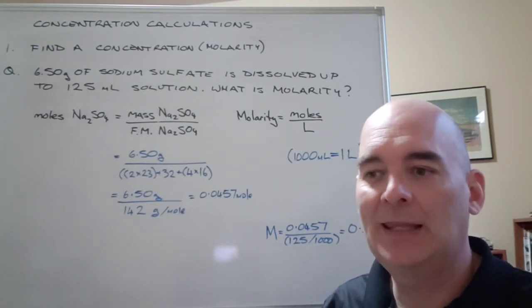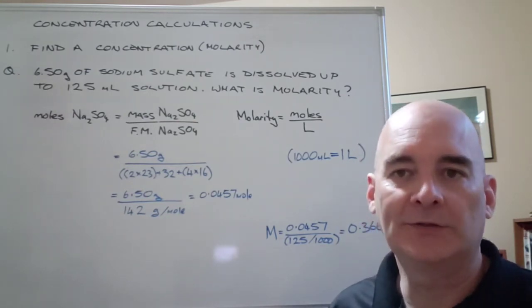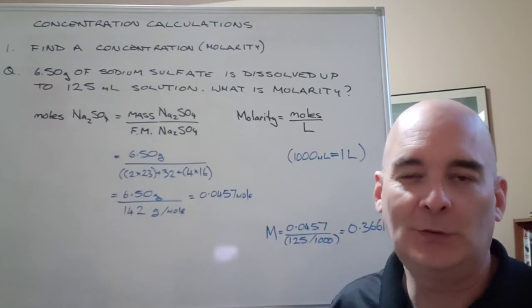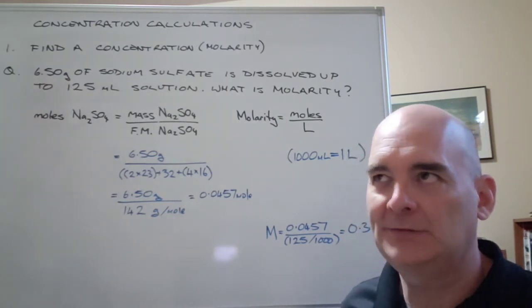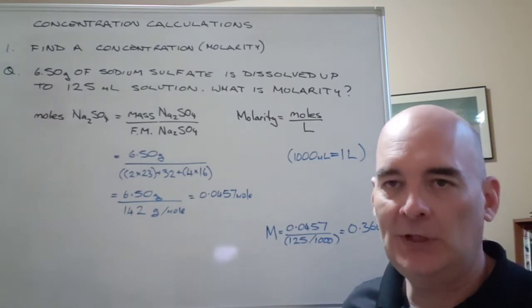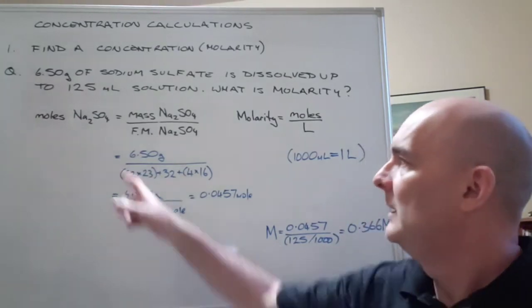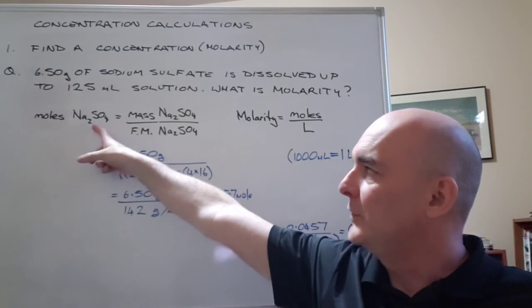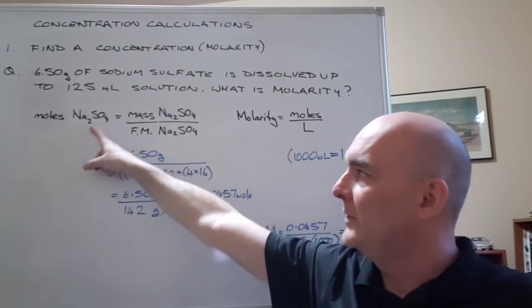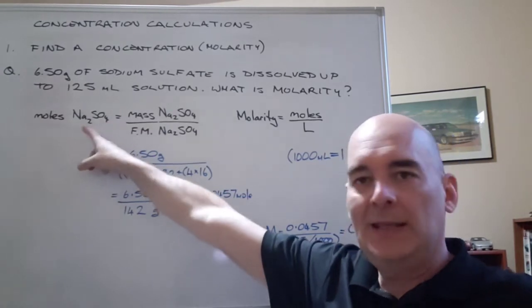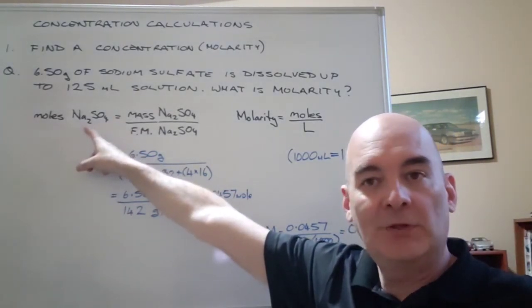Sulfate is in that list of oxo anions that we had no option to do but memorize. And it is SO4 2 minus. That means I need 2 sodiums for every sulfate. The formula for sodium sulfate therefore is Na2SO4. Remember, the subscripts only multiply the atom that immediately precedes them.